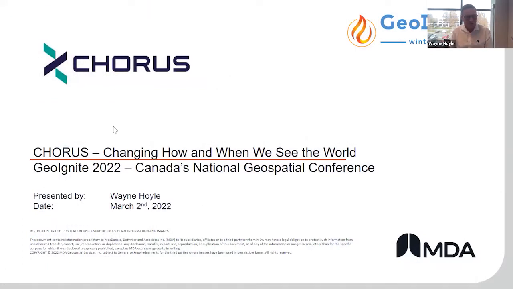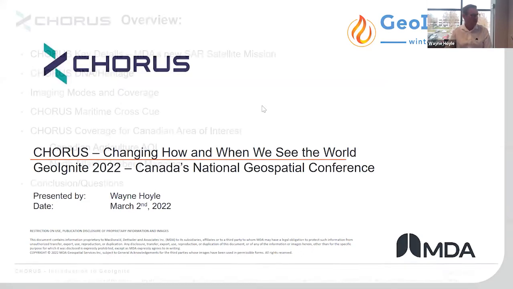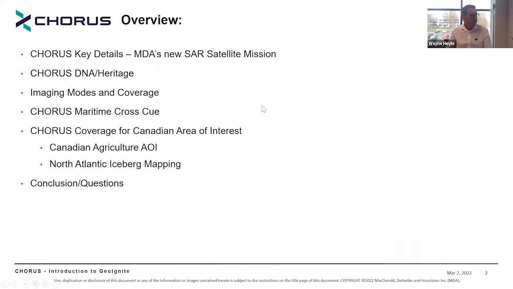So what I'm going to do is talk to you a little bit about the next SAR mission that we're building at MDA called Chorus, and explain a little bit about how it's going to change how and when we see the world. Initially I'll talk about the details of the mission itself, and some of the heritage it's based on. The video that we just saw showed some of the RCM, and prior to that, RADARSAT-1 and RADARSAT-2 operational.